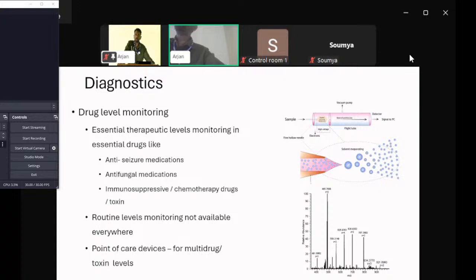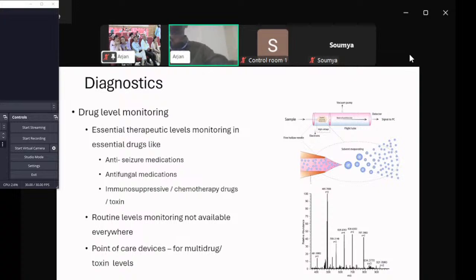And each drug has to stay in a particular optimal therapeutic range. Each patient behaves differently. If you are giving 200 milligrams to one patient, it will not have a uniform level in every patient. So ideally we want to titrate these medicines to how each patient is living. But these drug levels are usually done by high-end mass spectrometers, which are not available in every city and center. So we would like a cheaper alternative or a point-of-care device which can do multi-drug level monitoring.